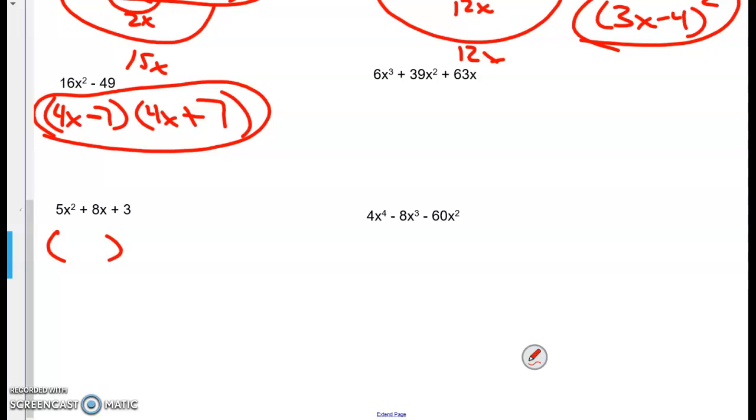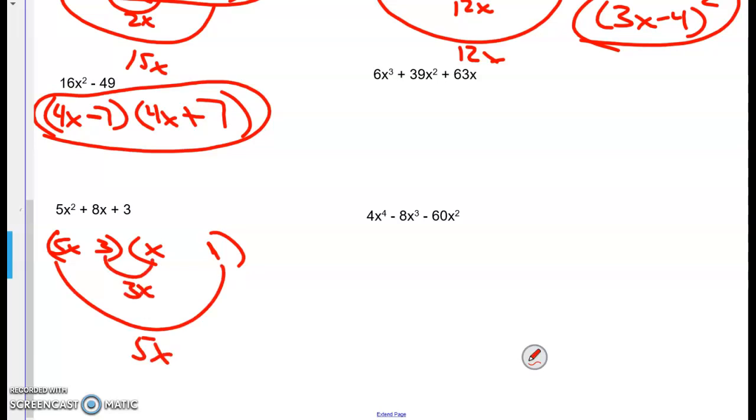Here, what are my choices for 5? This is a nice one. 5x and x. I don't have any other choices. Multiples of 5 are 1 and 5. What are my choices for 3? 1 and 3. I'm going to put the 3 and 1 here to make it work the first time. Is there a way to make 5x and 3x 8x? Absolutely. 5x and 3x add up to 8x. So I would make both of these positive signs, and this is my answer: 5x plus 3 times x plus 1.